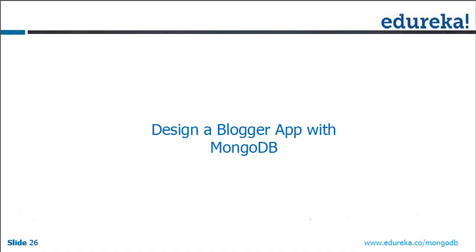The moment I'm talking about a blogger application, think from the scenario of a blog: what is the main entity, what is the main use case? The main entity of a blog is obviously a post, correct? So related to that post, other information will be there. What kind of information can be there?